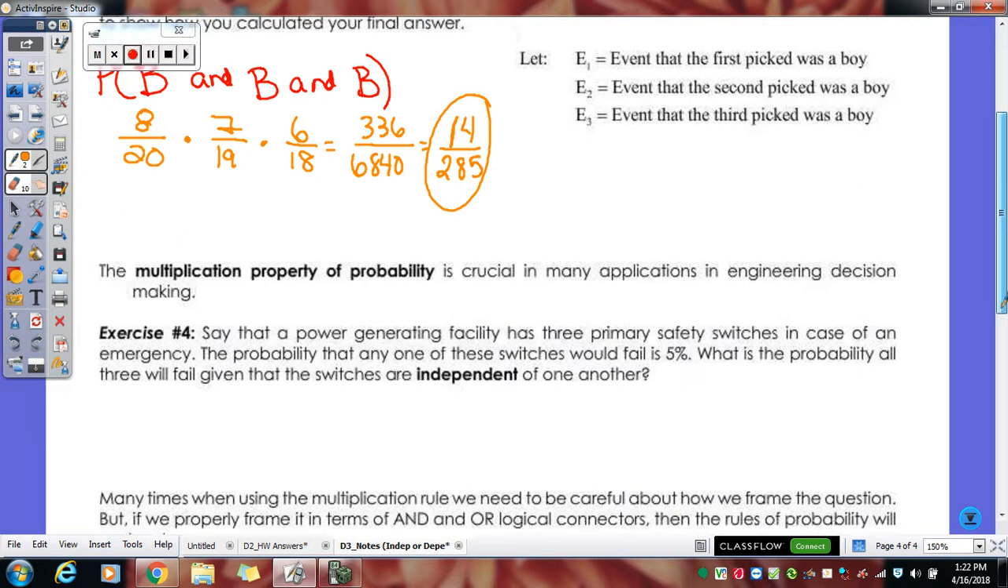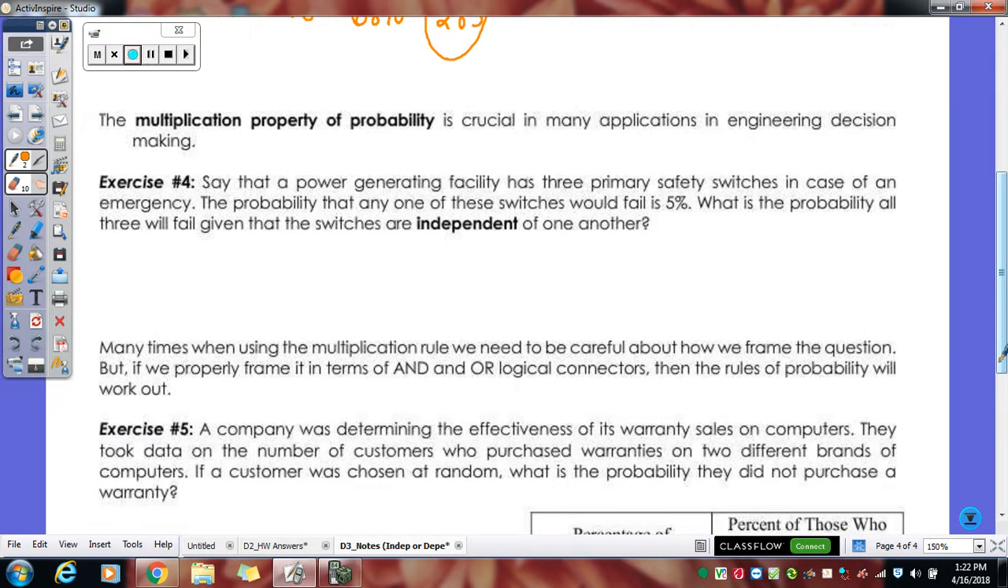So the multiplication property of probability is crucial in many applications in engineering decision-making stuff. So say that a power generating facility has 3 primary safety switches in case of an emergency. The probability that any one of these switches fails is 5%. What is the probability all 3 will fail given that the switches are independent? So we are looking for the probability that switch 1 fails and switch 2 fails and switch 3 fails. So what is the probability that any switch fails? 5%. So as a decimal, 0.05. So that's going to be 0.05 times 0.05 times 0.05.